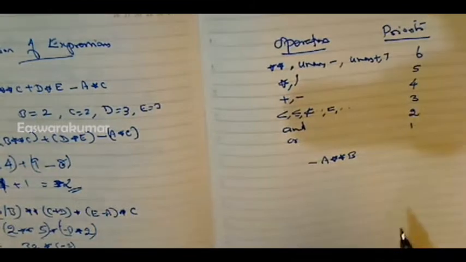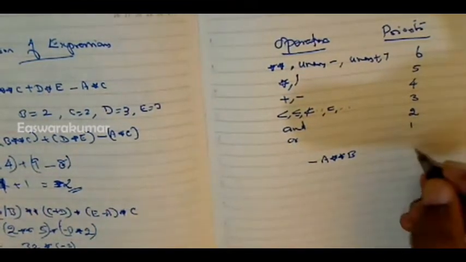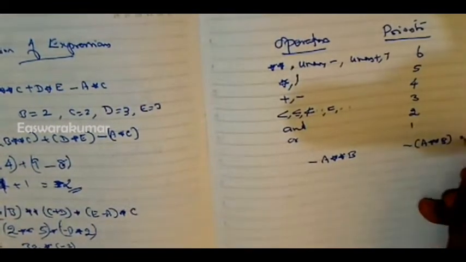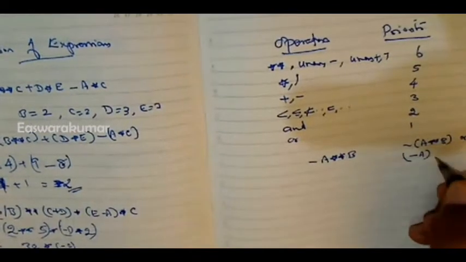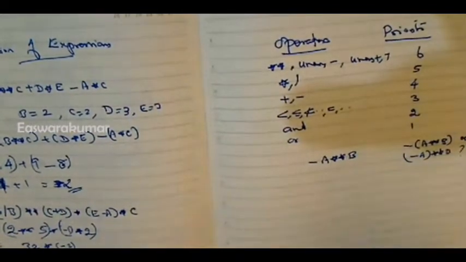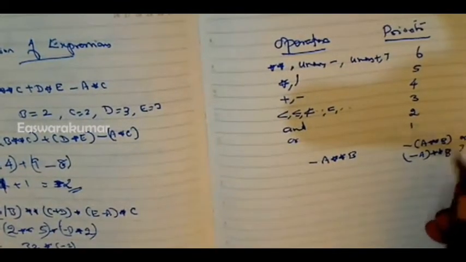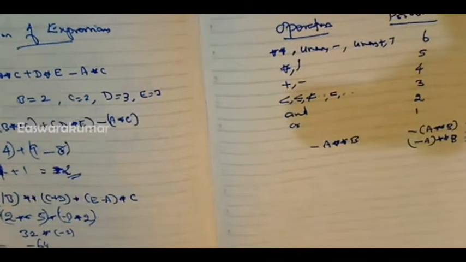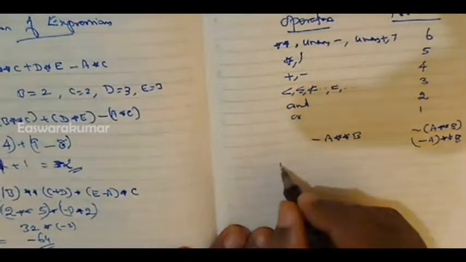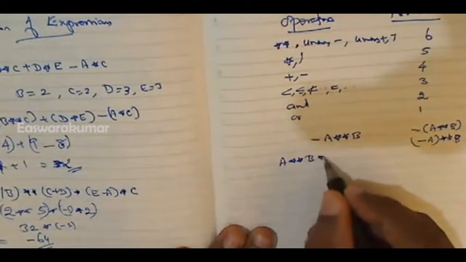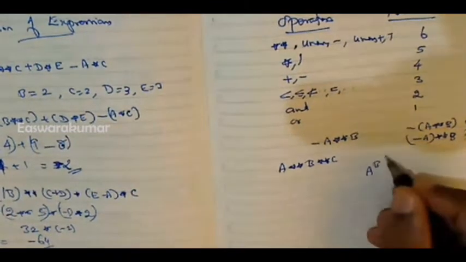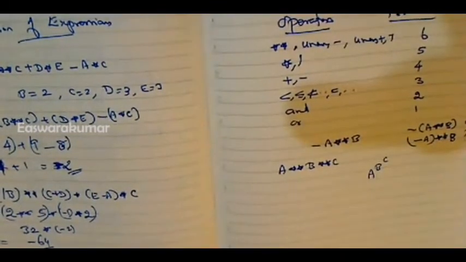Now how do we evaluate it? Whether we evaluate this as minus A, star star B, or whether we evaluate minus of A star star B. So there are two ways we can consider, right? Whether we consider this or this, that's the question. Now I can clarify this another way. Suppose we have something like A star star B star star C. What is this? This is A power B power C, right?